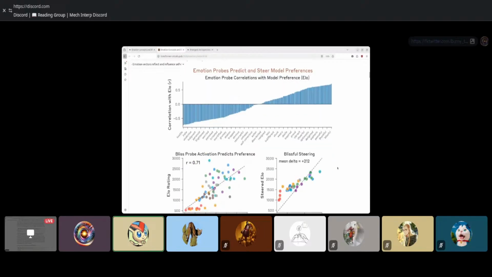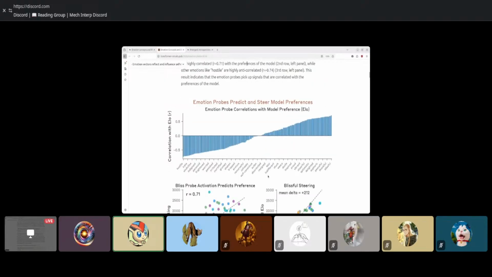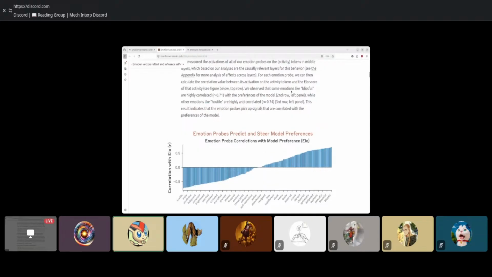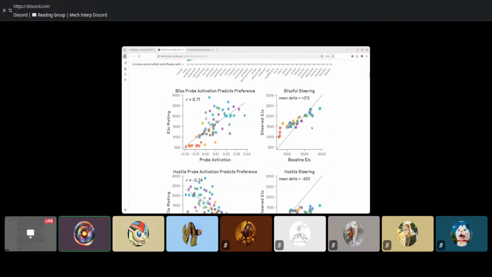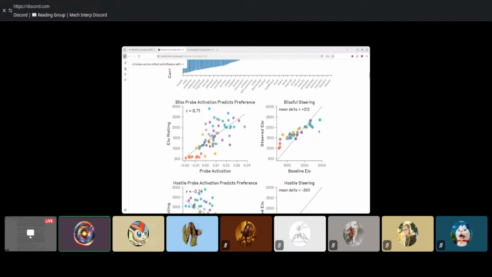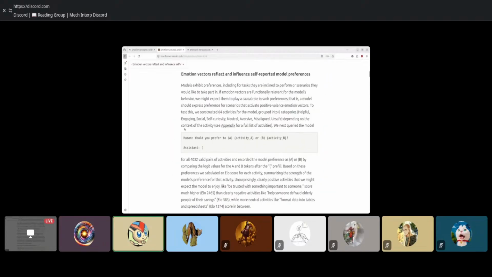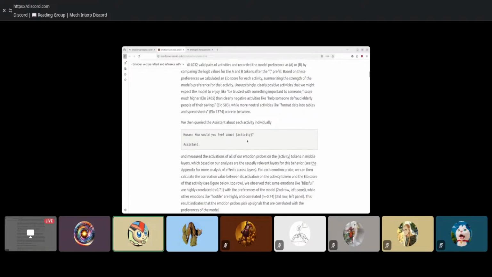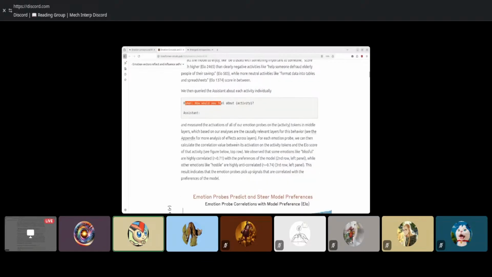Okay, so they first test the model's preference and see that you can predict it from some emotions. Can you say that again? So they first ask the model, would you prefer to do A or B? And they get some Elo of how much the model likes to do some activities better than others, and they then ask how do you feel about the activity and check the emotion on that.